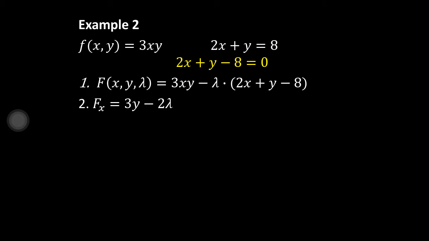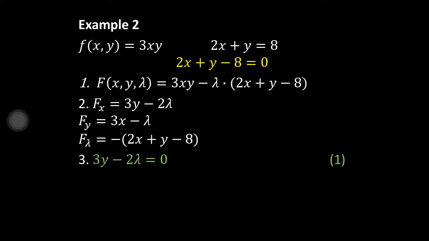Then, find the first partial derivatives. F sub x is equal to 3y minus 2 lambda. F sub y is equal to 3x minus lambda. And F sub lambda is equal to negative the quantity 2x plus y minus 8. Then, we set each derivative equal to 0 and solve the resulting system.